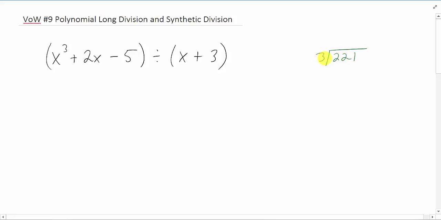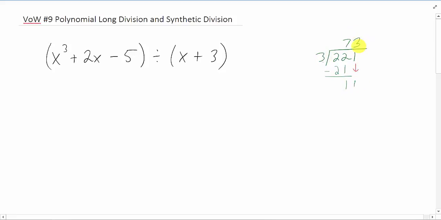You ask the question, how many times does 3 go into 2? The answer is it doesn't. You ask how many times does 3 go into 22? The answer is 7. You multiply that 7 by the 3, and you get 21. Don't forget you subtract, and when you subtract, you end up with a 1 here. You bring down the next number in the list.